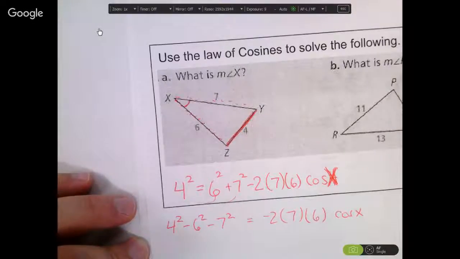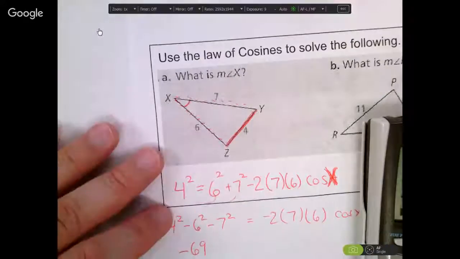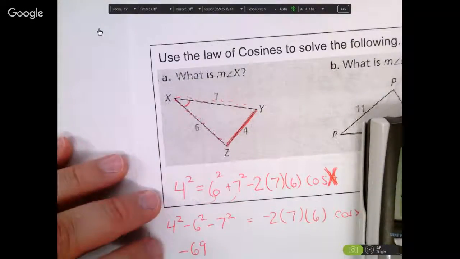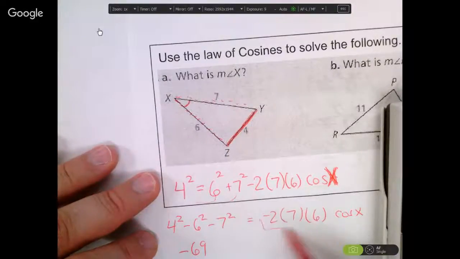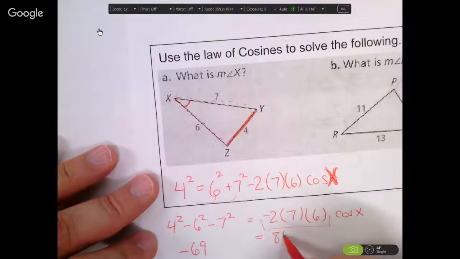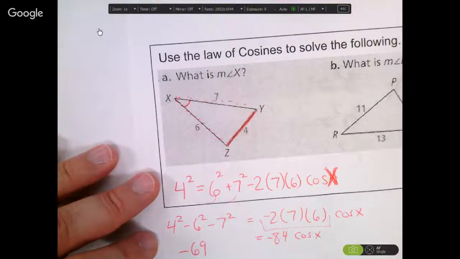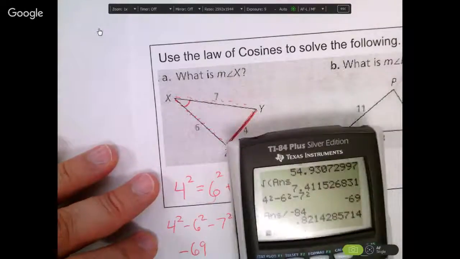Okay. So I get 4 squared minus 6 squared minus 7 squared, which is negative 69, which I feel pretty good about because it's negative, because now I'm going to divide it by this, whatever that is. Okay, so that's negative 84. Is that right? Yeah, it is negative 84. So negative 69 divided by negative 84 gives me this ugly thing.